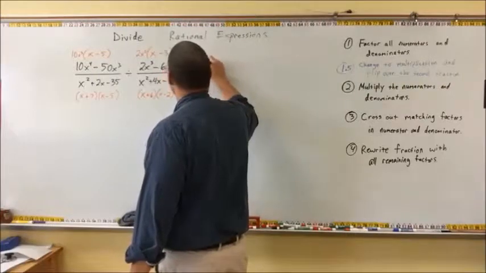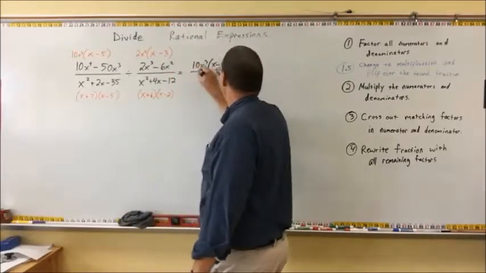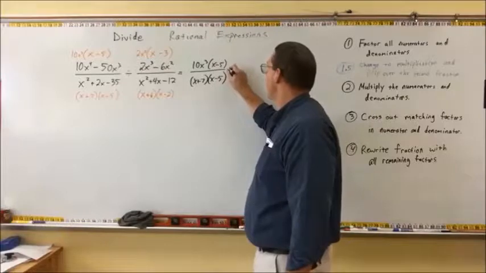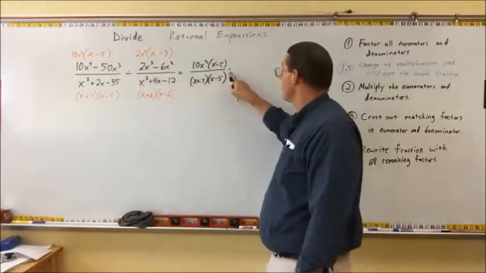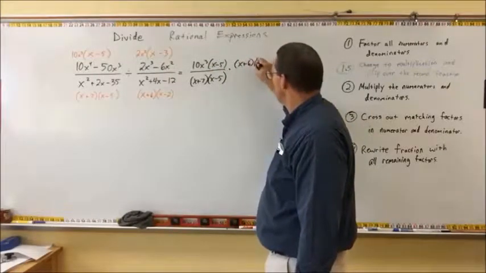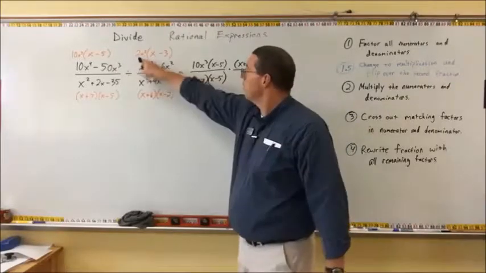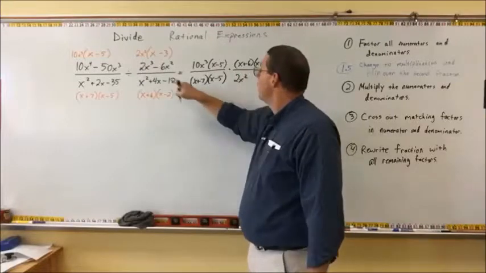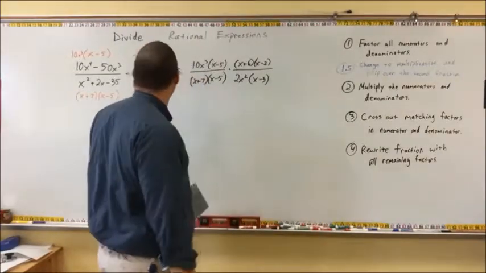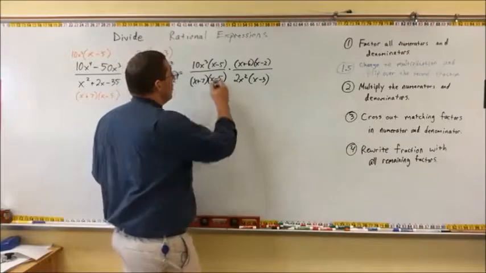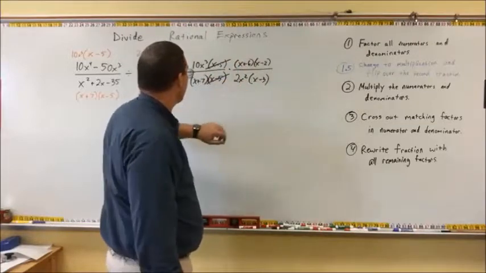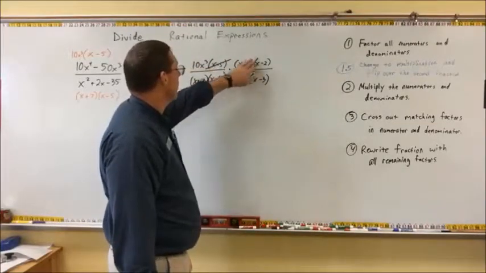So we're going to have 10x cubed times x minus 5 over x plus 7 times x minus 5 times, instead of divide, we're going to multiplication. We're going to flip over. So this is going to go to the top, x plus 6 times x minus 2 over here, 2x squared times x minus 3. All right? Now, I'm really only seeing one thing that can cancel at first. We've got an x minus 5 and an x minus 5. But there's no x plus 6 on the bottom. There's no x minus 2 on the bottom. There's no x plus 7 on the top or an x minus 3 on the top.